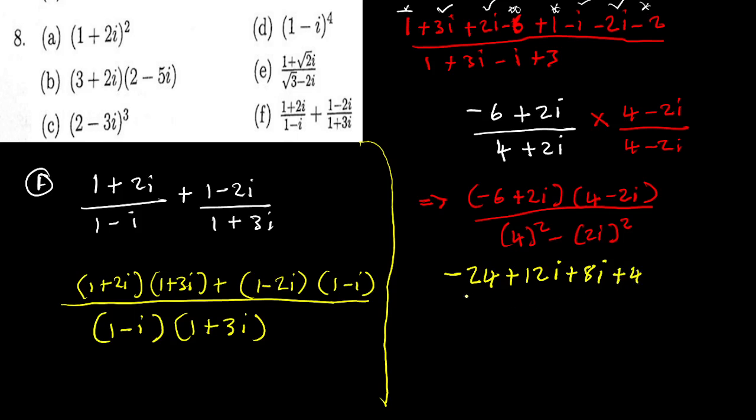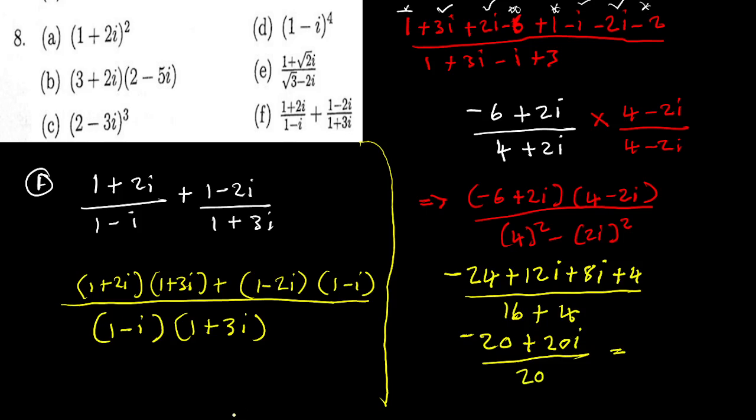Then over, 4 squared is 16. Then minus 2i squared is minus negative 4, so that will be a plus, plus 4. Then you have negative 24 and 4, this will be negative 20. And then 12i plus 8i is 20i, right? Then over 16 plus 4 is simply 20.